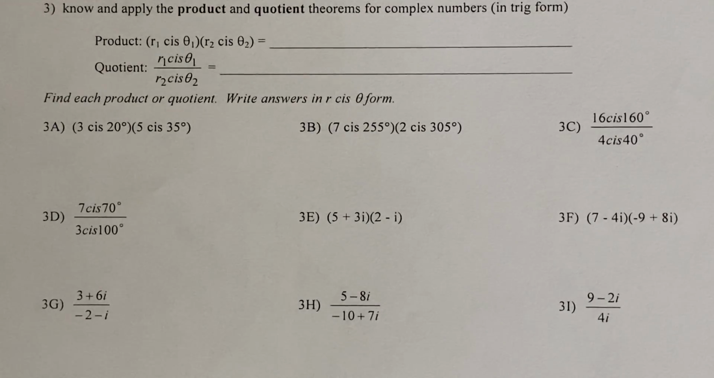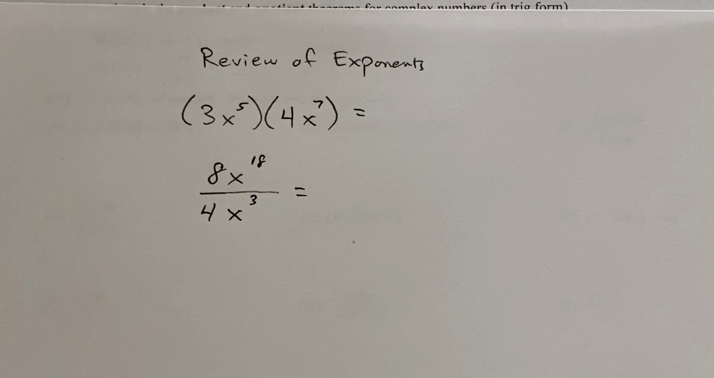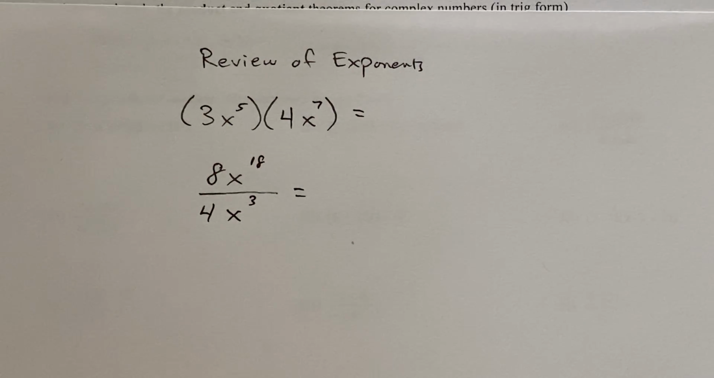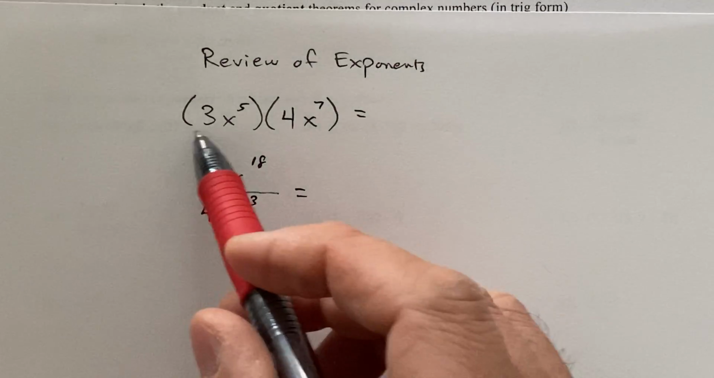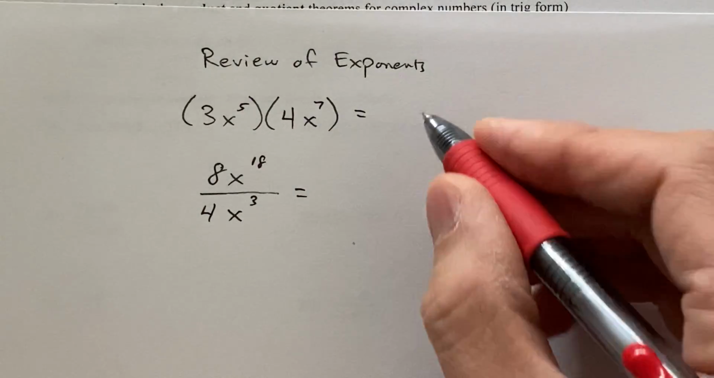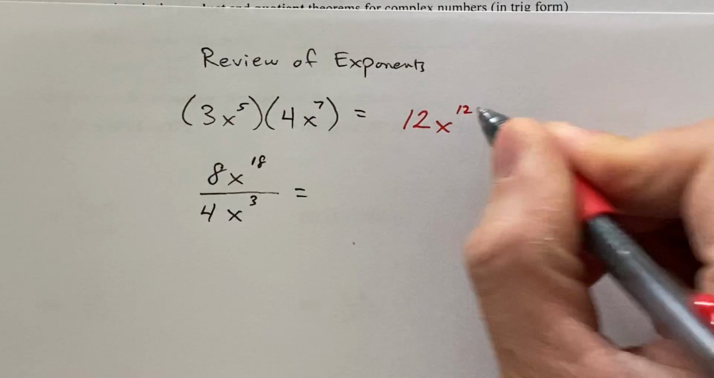We're going to work on the product and quotient theorems for complex numbers. Before we do that, let's do a real quick review of exponents, because the better you understand this, the easier these formulas are going to be. Okay, so if I take a look at those, hopefully you can do that in your head pretty quickly, pretty easily. Your answer for this one should have been 12x to the 12th.